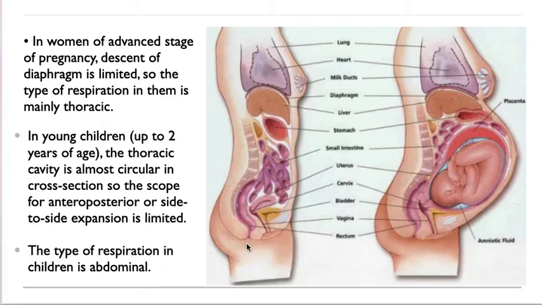In women of advanced pregnancy, the descent of the diaphragm is limited, as you can see, so the respiration is mainly thoracic. In young children up to 2 years of age, the thoracic cavity is only circular in cross section, so the scope of anterior posterior or side to side expansion is limited, and in the child the respiration is basically abdominal.